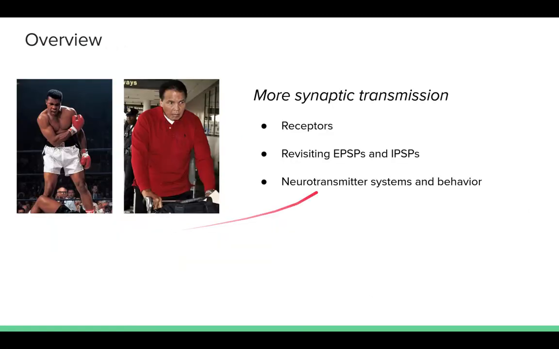So we're going to start off talking about receptors. We're going to take what we know about the receptors and use it to revisit our understanding of EPSPs and IPSPs, and then we're going to talk about selected neurotransmitter systems and their relationship to behavior.